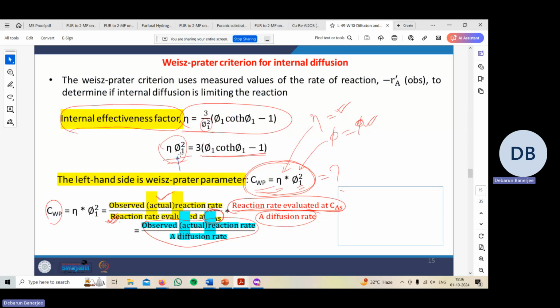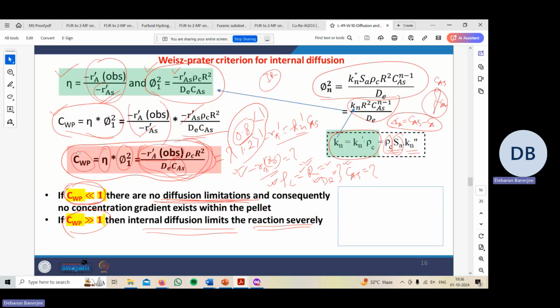Now, in this case, eta into phi 1 squared is the Weisz-Prater parameter. So eta into phi 1 squared equals the observed reaction rate by the diffusion rate. So CWP equals minus RA observed rho C R squared by De CAS. If this CWP is much less than 1, then there are no diffusion limitations and consequently no concentration gradient exists within the pellet. If CWP is much greater than 1, then internal diffusion limits the reaction severely.